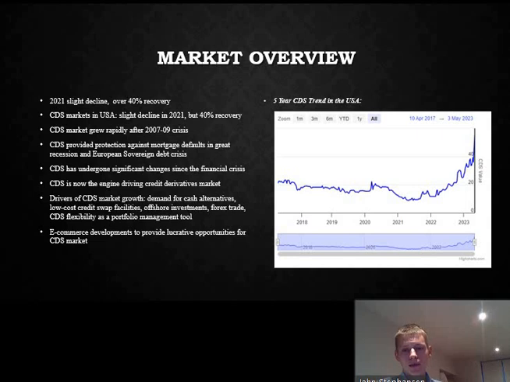Firstly, the increasing demand for cash alternatives and availability of low-cost and affordable credit swap facilities. Secondly, the increase in offshore investments and developments in forex trade has fueled the growth of credit default swap markets. Thirdly, the flexibility of the CDS as an active portfolio management tool has led to the growth of the CDS market. Lastly, the development in the e-commerce industry will also provide lucrative opportunities for the CDS market shortly.